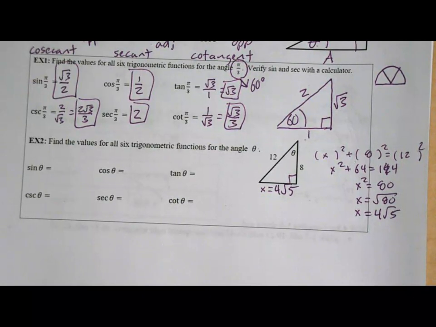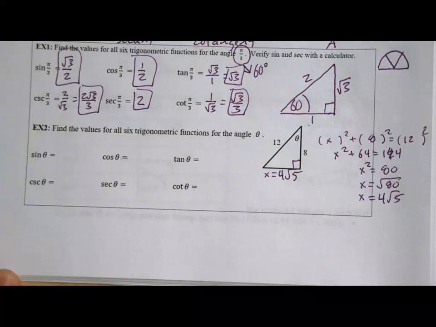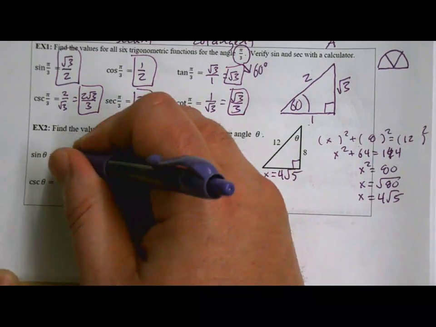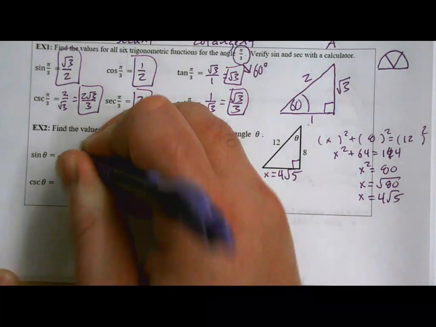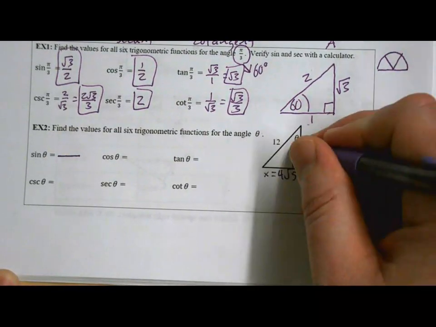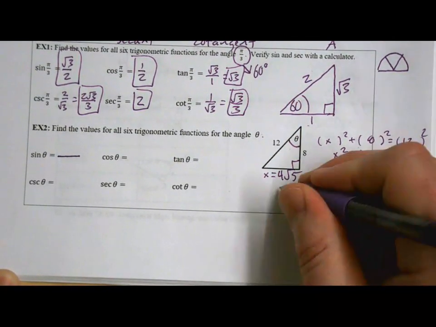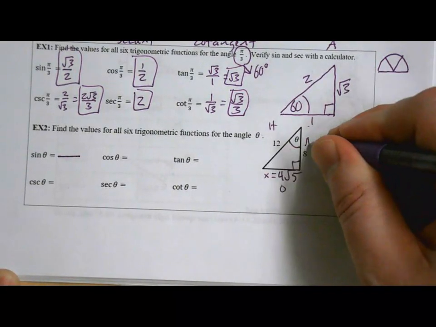All right, now we got 3 sides. We can go ahead and do our ratios. So go ahead and do your ratios there. So theta's up here, so we got to be careful. This is our opposite, hypotenuse and adjacent.